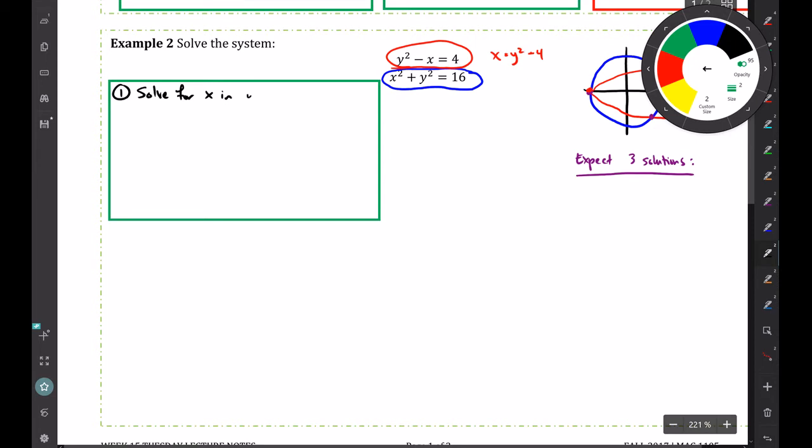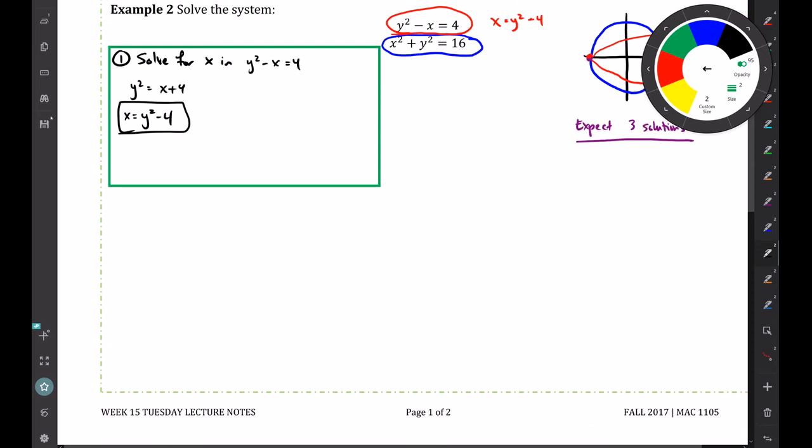In the top equation, y squared minus x equals 4. So if I add x to both sides, I get y squared equals x plus 4. So x equals y squared minus 4. Okay, so I've solved for x. Now I'm going to plug that into the other equation.